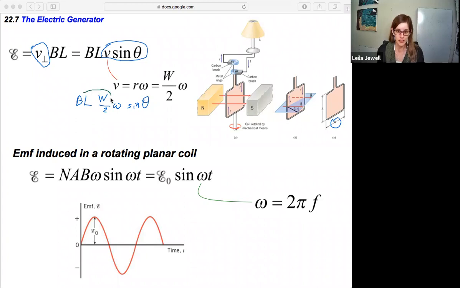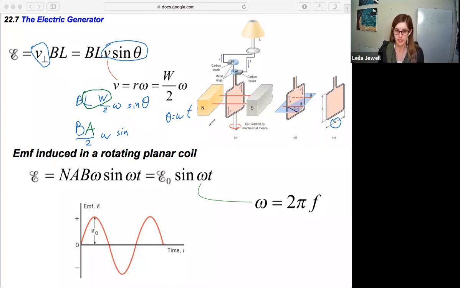But this length times width is just the area, so that simplifies things down. Right, so we have the magnetic field times the area divided by 2 times omega times sine. And what we can do with the sine is remember that our theta, our angular displacement, can also be written in terms of our angular speed times time. Remember, theta is equal to omega times t.